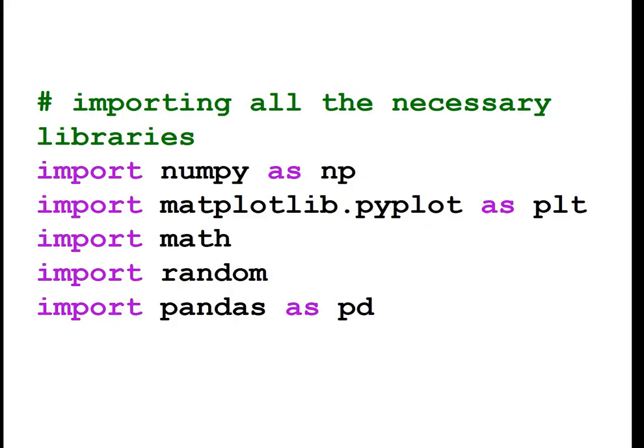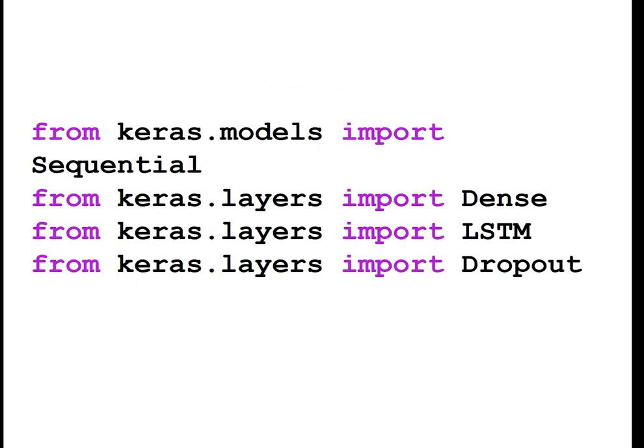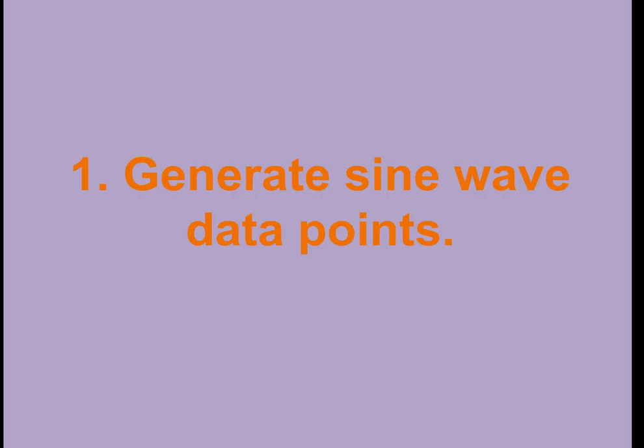So the complete program is like this. There are a few libraries which are to be used. That's NumPy, Matplotlib for plotting, math, random, pandas, etc. And you have to use, as I said earlier, Keras for neural networks for the LSTM model, etc.